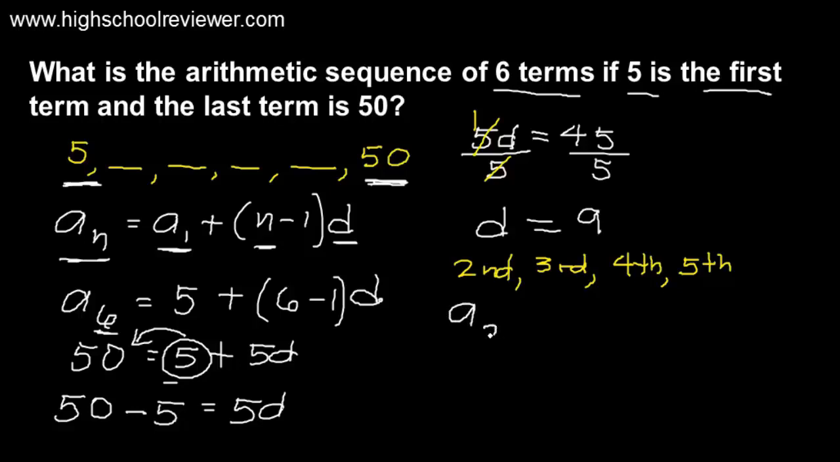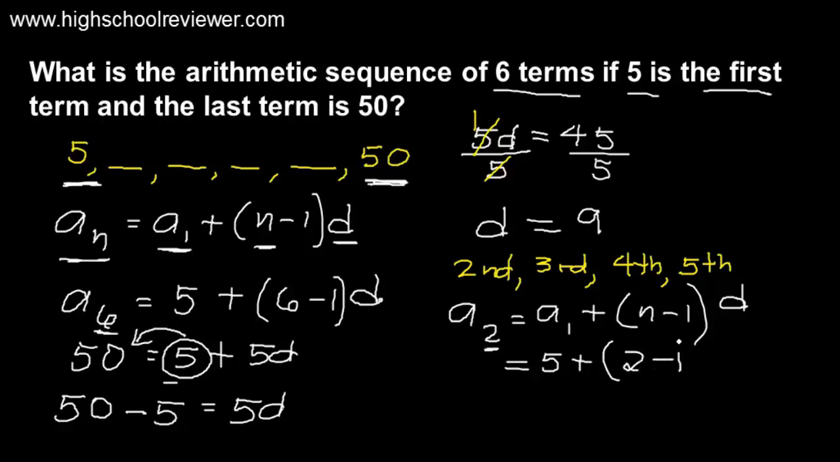Our A sub 2 here will be equal to A sub 1 plus n minus 1 multiplied by D. So our A sub 1 is positive 5 plus our n here is positive 2 minus 1 multiplied by D, which is positive 9. So our A sub 2 would be equal to 5 plus 2 minus 1 is 1. 1 multiplied by positive 9 is positive 9. So our A sub 2 is positive 14.